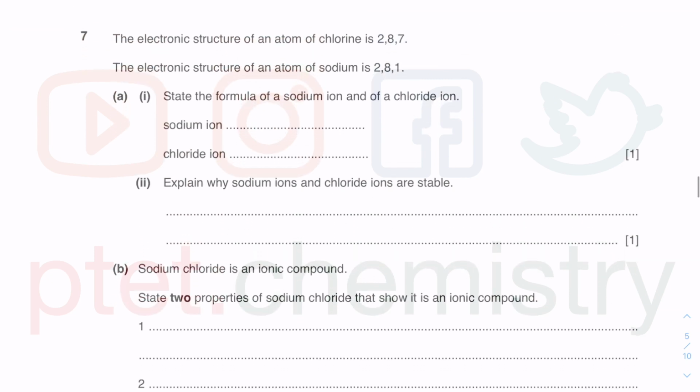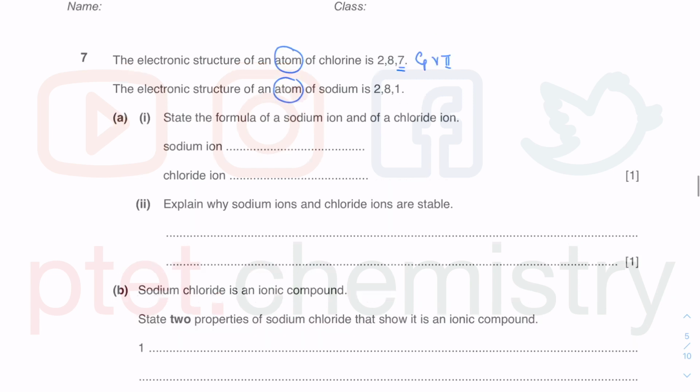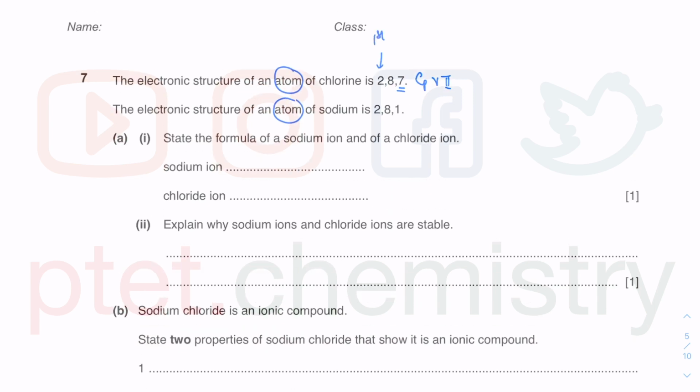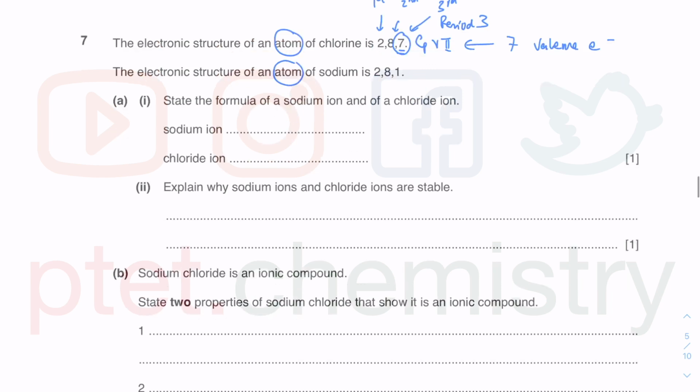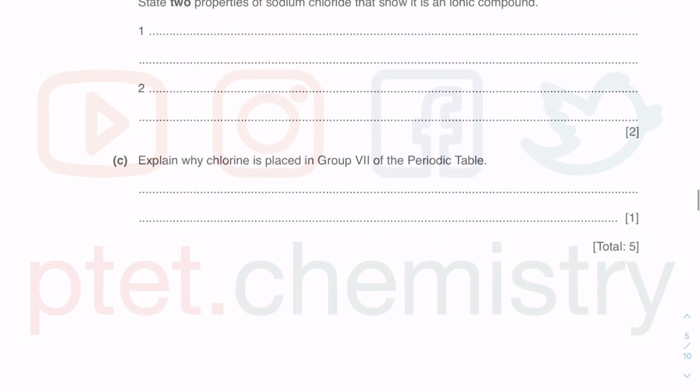Alright, so moving on to the next part of the questions, we have the electronic structure of an atom. This is an atom, and the other one is an atom. This is group 7, and it's in period 3. So as we mentioned just now, this is first shell, second shell, and third shell. So we're talking about period 3, and we're talking about group 7 because the outermost shell has 7 valence electrons. Speaking of which, this is the very answer to this part of the question.